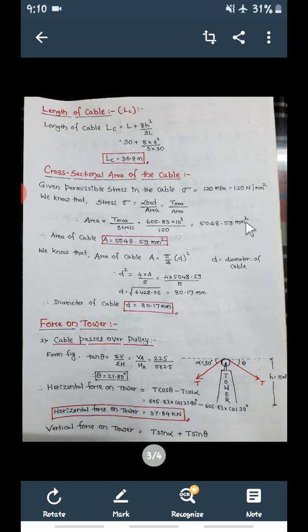5048.5 mm square. This is the area of the cable. So the area of the cable is equal to 5048.59 mm square. What is the shape of the cable? It is a round cable.